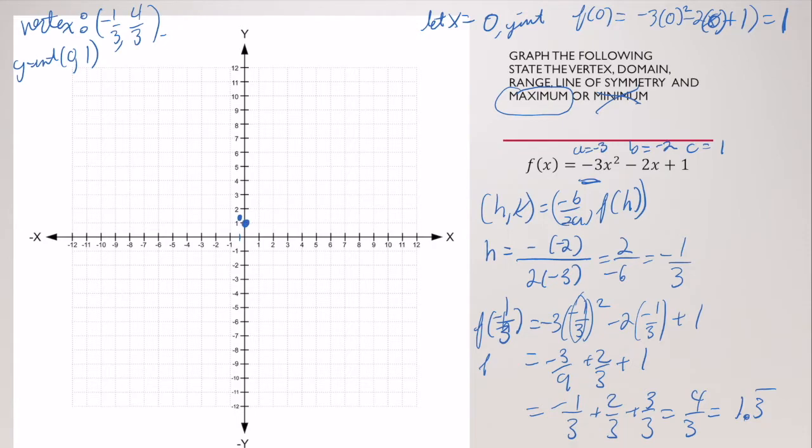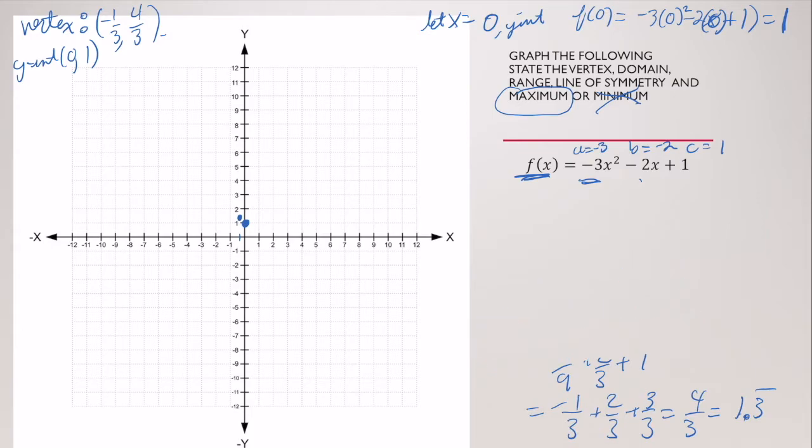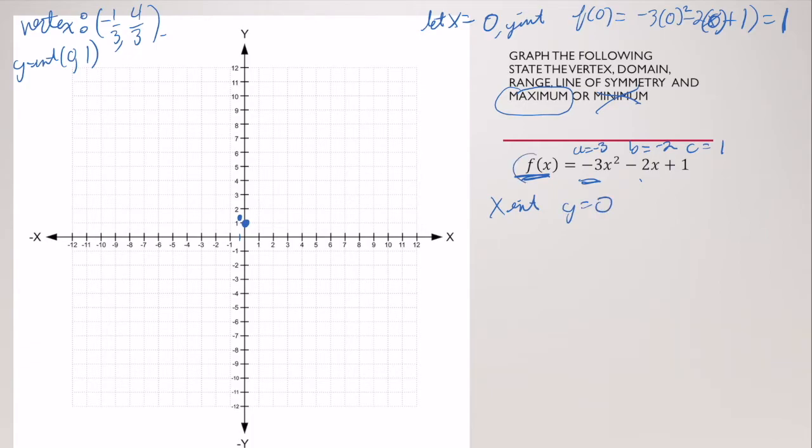I can then go ahead and find my x-intercepts. That would be by setting my entire function equal to 0. So let me go ahead and clear myself a little bit of room. Yes, this is more than I asked us to list, but I want to go ahead and solve for everything. And in order to graph a parabola, we need 3 points anyway, so why not? So in order to find my x-intercepts, I let y equal 0. Well, y is f of x. So 0 is negative 3x squared minus 2x plus 1.